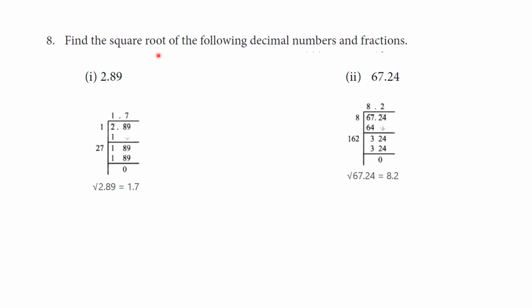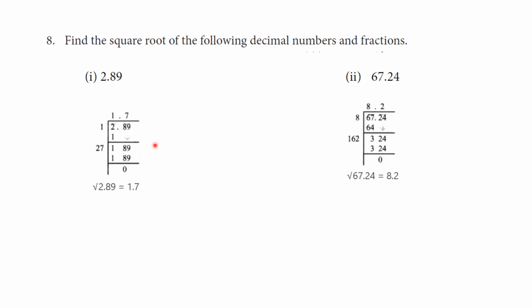Find the square root of the following decimal numbers and fractions. That is the same long division method, but you have to put the decimal point. So 2.89. From the last one's digit to the left, you take 2 digits. So 89, if you take 2 digits, you put it above a bar. So 89 bar. Clear? So 2.89.